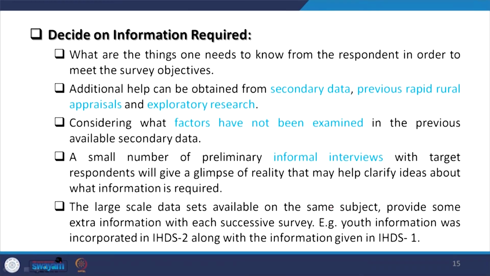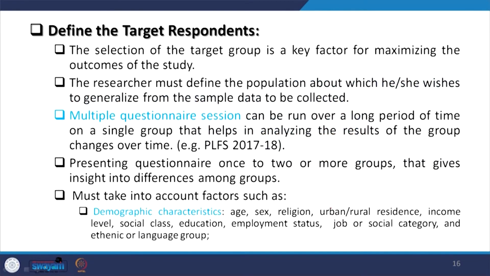The large scale data sets available on the same subject provide some extra information with each successive survey. Like we have ISDS 1 and 2, where youth information was incorporated in ISDS 2 along with the information given in ISDS 1. So, that is important, some information you must collect before designing a questionnaire, and also define a target respondent. The selection of the target group is a key factor for maximizing the outcomes of the study. What do you mean by that?